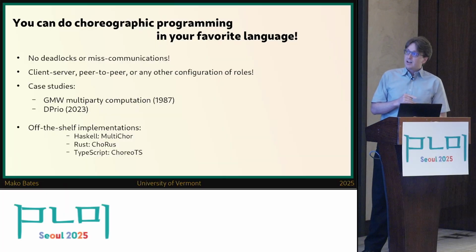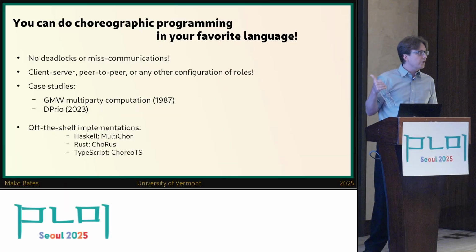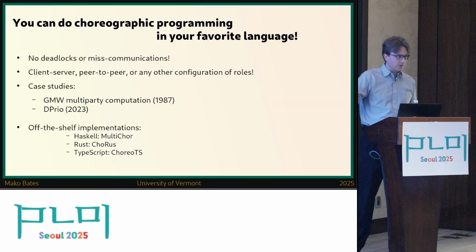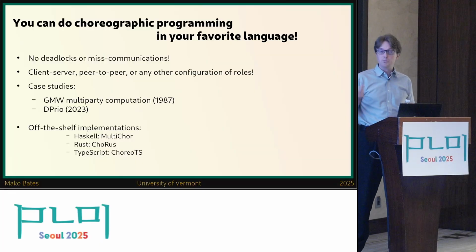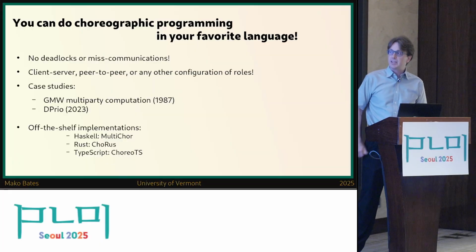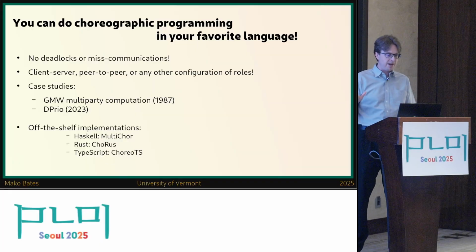So, kind of wrapping things up, you can do choreographic programming in whatever language you want, using conclaves and multiply located values with census polymorphism. You won't have to worry about your concurrent systems deadlocking or other kinds of miscommunications. You can handle all kinds of different configurations of participants. In the paper, we've got a couple of case studies. A lot of the details are in the appendix.